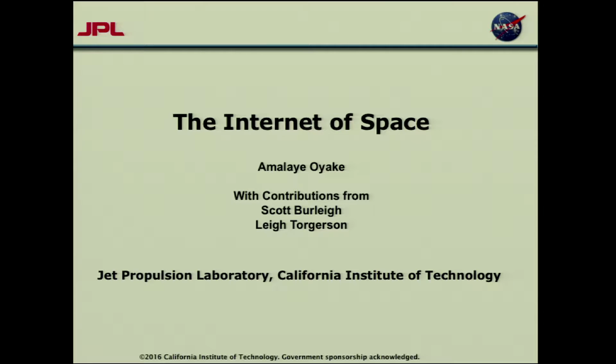on networking things in space, or simulated things that are supposed to be in space. And the title of my talk is The Internet of Space. It's a play on the popular term Internet of Things. So I'm going to get into this a little bit.